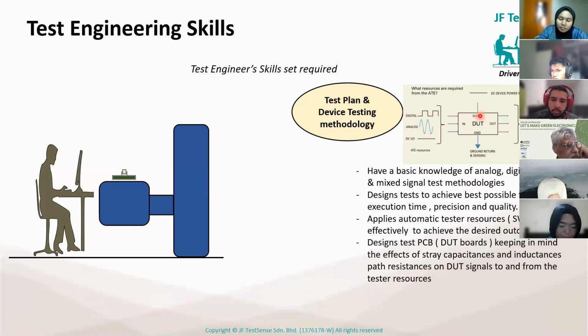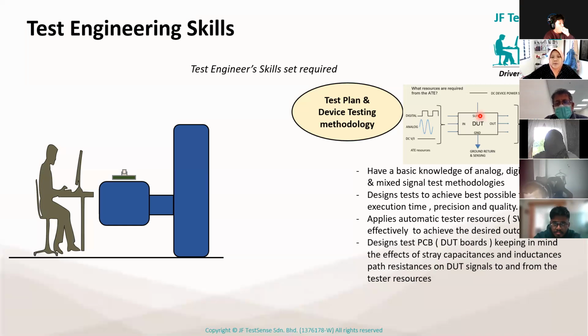PCB design is a skill where, when you do the layout routing, you must take into account resistance, capacitance, and inductance. What are the effects of capacitance and inductance on the signal? For example, if I'm sending a high frequency signal, I want to make sure that the stray capacitance on that trace is as low as possible. Otherwise it becomes a low pass filter. So this is the thinking that test engineers must have.